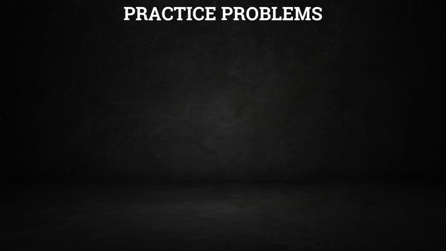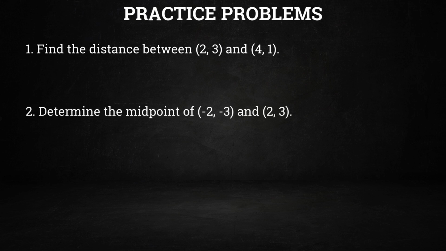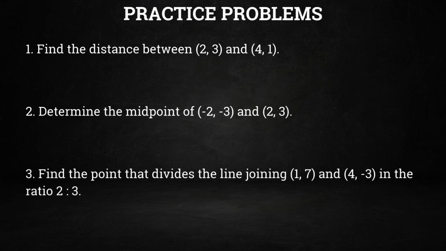Now it's your turn to practice. Try these problems on your own. Calculate the distance between (2, 3) and (4, 1). Find the midpoint of the line segment joining (-2, -3) and (2, 3). Determine the coordinates of the point that divides the segment joining (1, 7) and (4, -3) in the ratio 2:3.